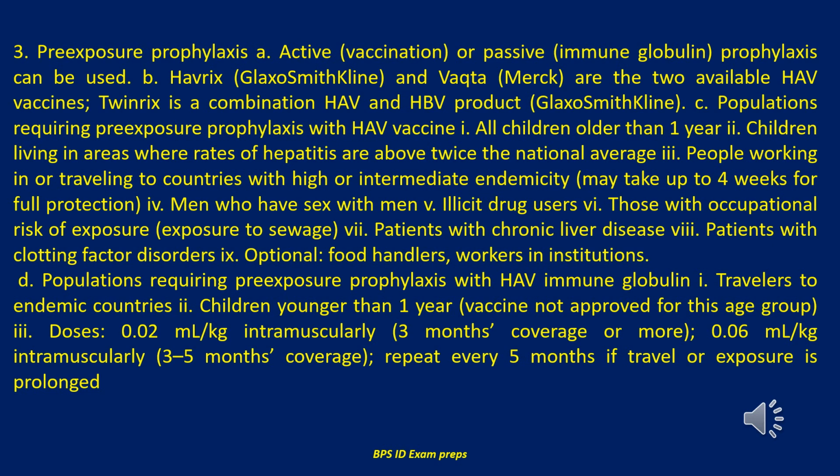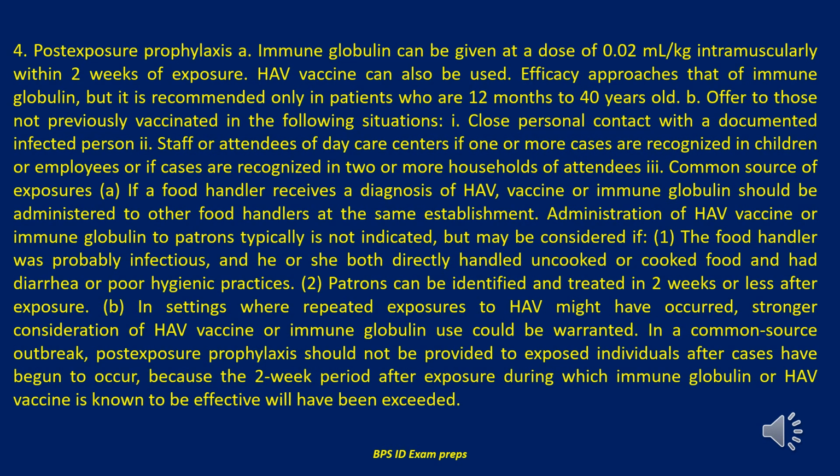0.06 ml per kilogram intramuscularly, which offers 3 to 5 months coverage. We should repeat every 5 months if travel or exposure is prolonged. 4. Regarding post-exposure prophylaxis, A. Immune globulin can be given at a dose of 0.02 ml per kilogram intramuscularly within 2 weeks of exposure.